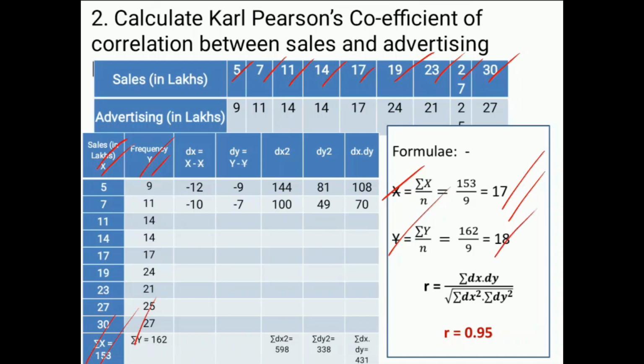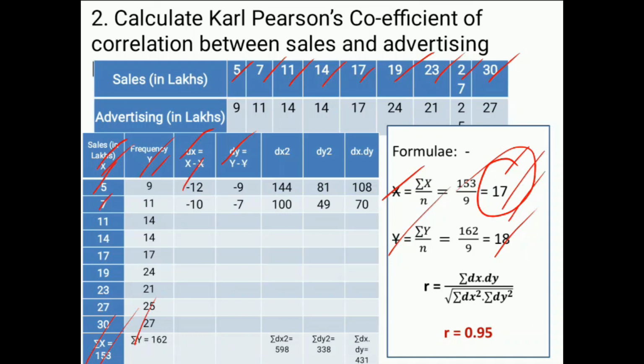After finding the average of both X and Y, calculate dx and dy, where dx is X minus X mean and dy is Y minus Y mean. It means that each value of X should be subtracted from the X mean value, that is 17. What is the first value here? 5 minus 17, you will get minus 12.